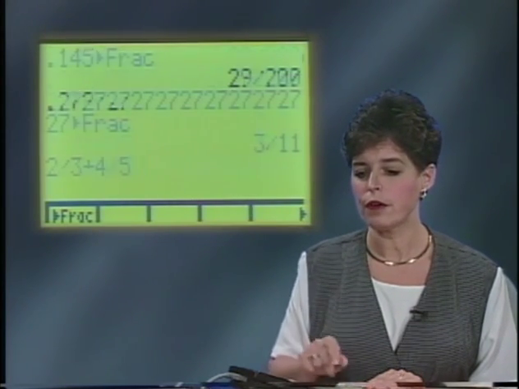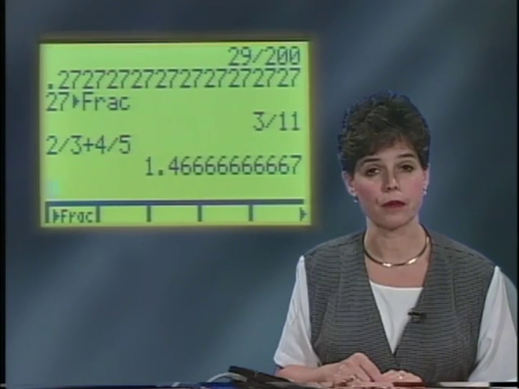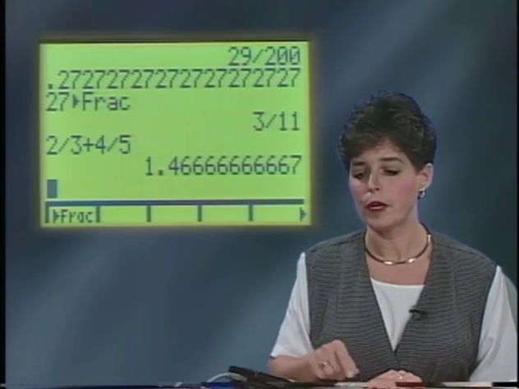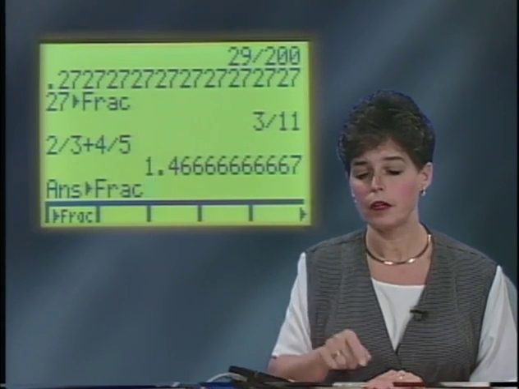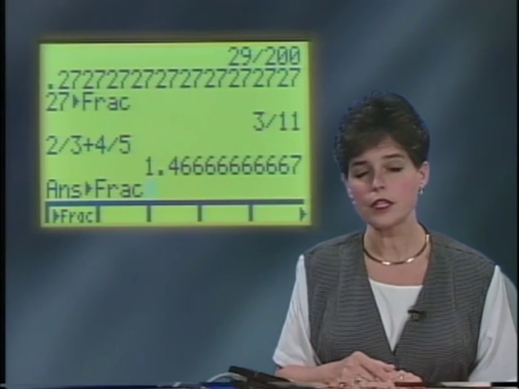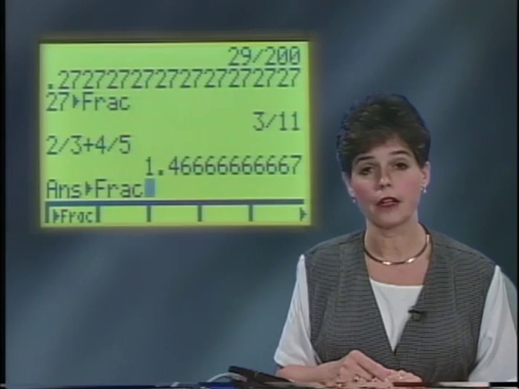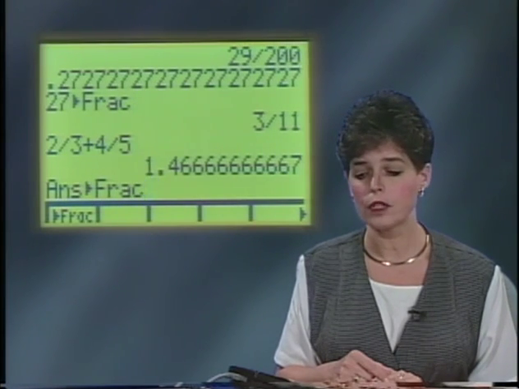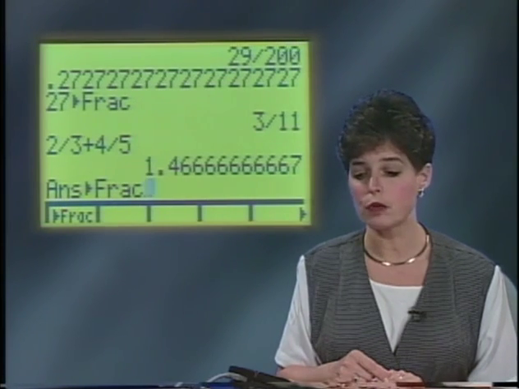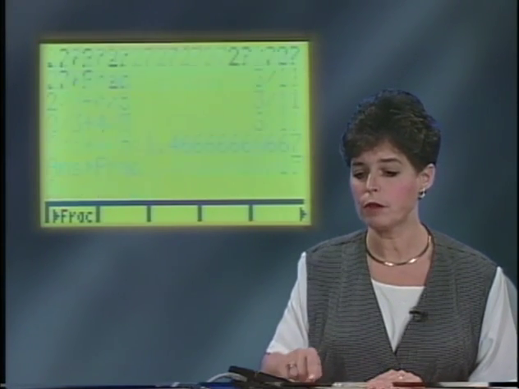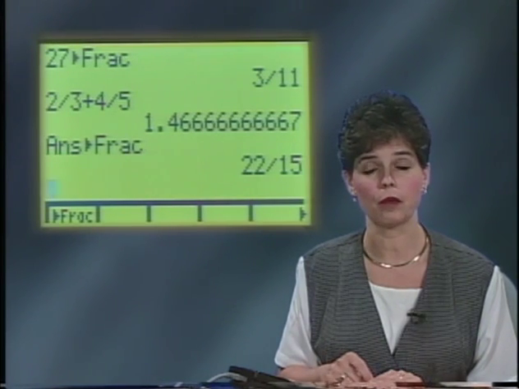I will press Enter to get my answer, and now I want to change it into a fraction. So what I will do will be press the F1 key to activate 2 frac. Now notice what's on the screen. This is something else that we needed to talk about anyway. You see ANS and then the arrow and then frac. What this means is that I am going to change the answer that I just got into a fraction. Pressing Enter, I get 22/15, which is the correct answer for this problem.